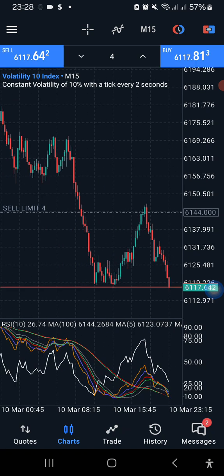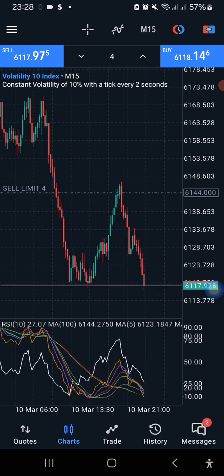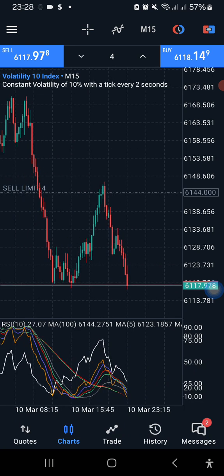Then we have sell stop. Okay, so sell stop is, let's say we did our analysis and we saw that this price is going to continue going down, right? This pair is going to sell more, but we don't want to enter at this point.